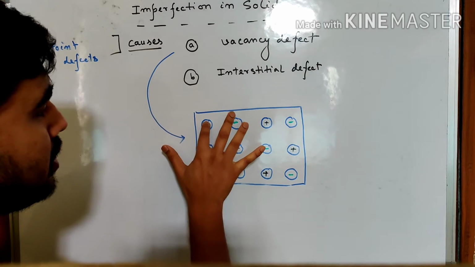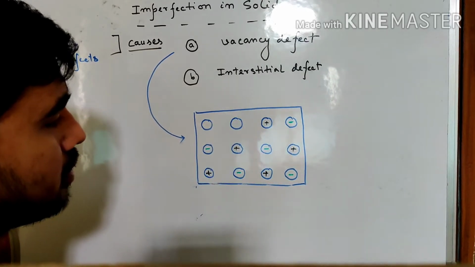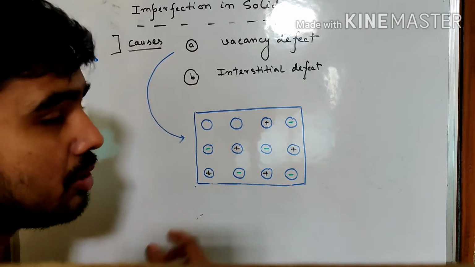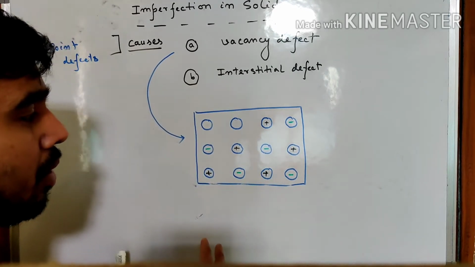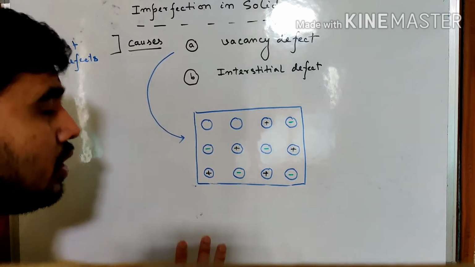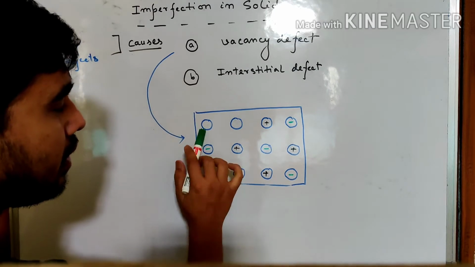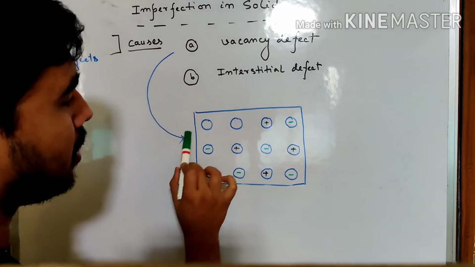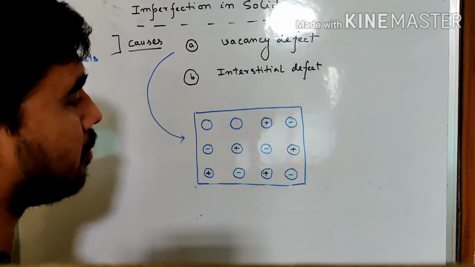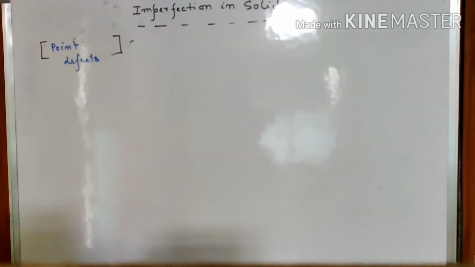Suppose this plus charge is missing, and suppose this minus charge is also missing, or suppose one of them is missing. If one of them is missing, then how to rearrange them is a separate case. We will see the details of this just after that. But what I am telling is that if one of the plus charges or minus charges or both of them are missing, then it gives rise to the vacancy defect.